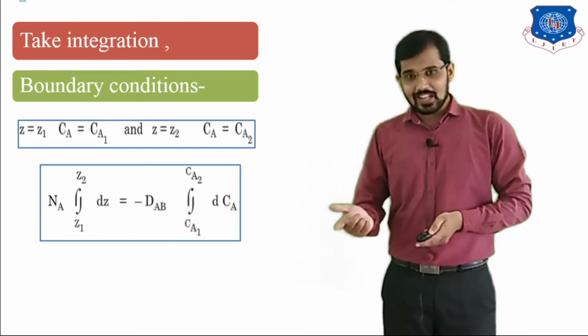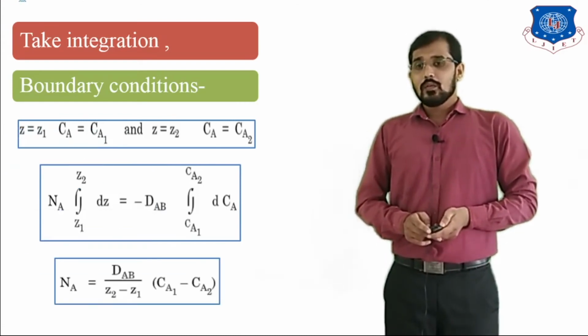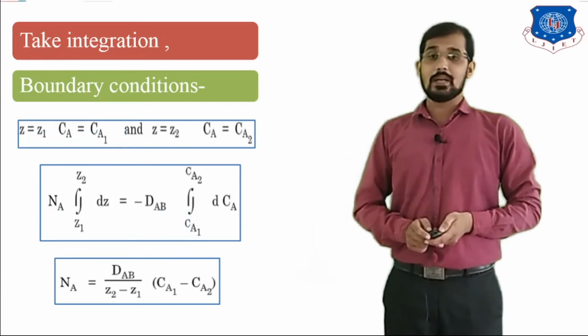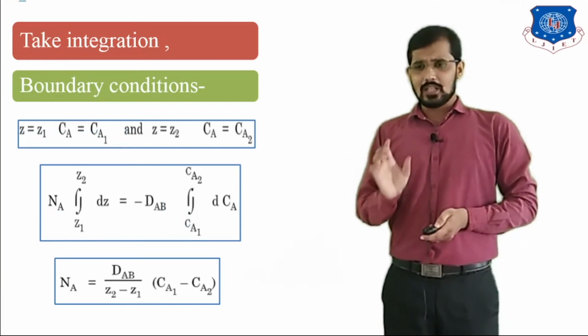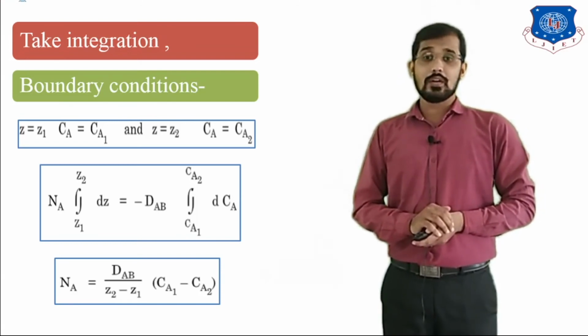Now after taking integration, you will get a result like this. You can see here Na is equal to dAB divided by (Z2 minus Z1) into (Ca1 minus Ca2). This is the molar flux of component A for the equimolar counter diffusion case.